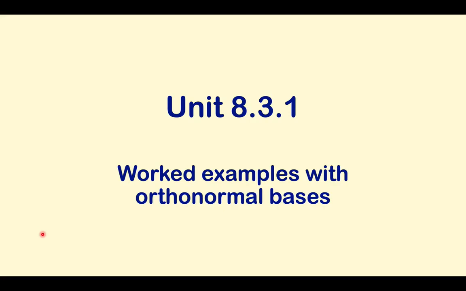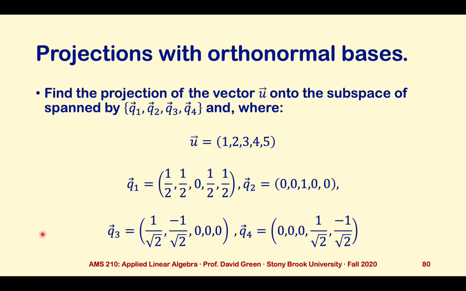Hi, in this third worked example video for Unit 8, we're going to go through some examples involving orthonormal bases. Let's first of all start with an example computing a projection with an orthonormal basis. We want to find the projection of a vector u from R5 onto the subspace of R5 spanned by these four vectors q1, q2, q3, and q4 given here.